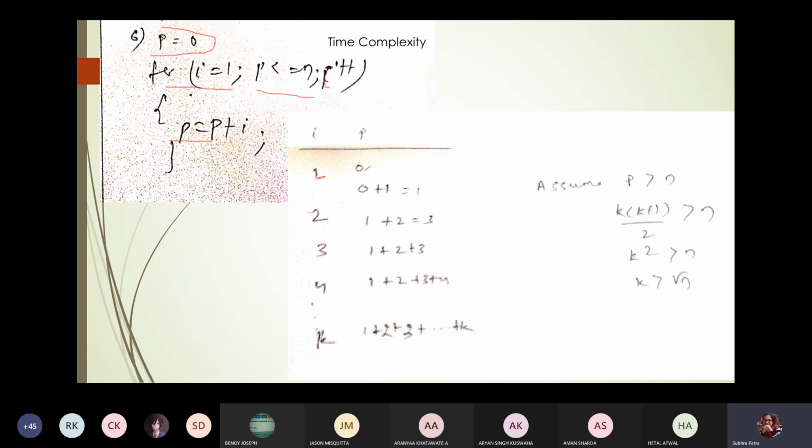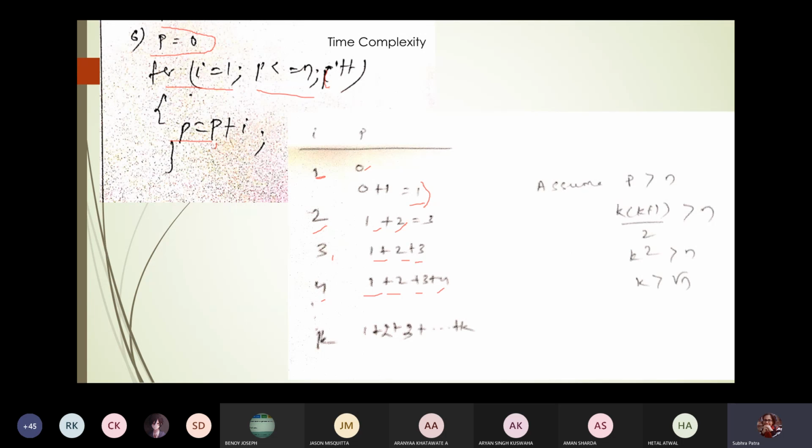For i equal to 1, it will be 0 plus 1, that is 1. For i equal to 2, it will be p plus i, so 1 plus 2, that is 3. For 3, it will be 1 plus 2 plus 3. For 4, it will be 1 plus 2 plus 3 plus 4. Every time there is an increment of p plus i, right?